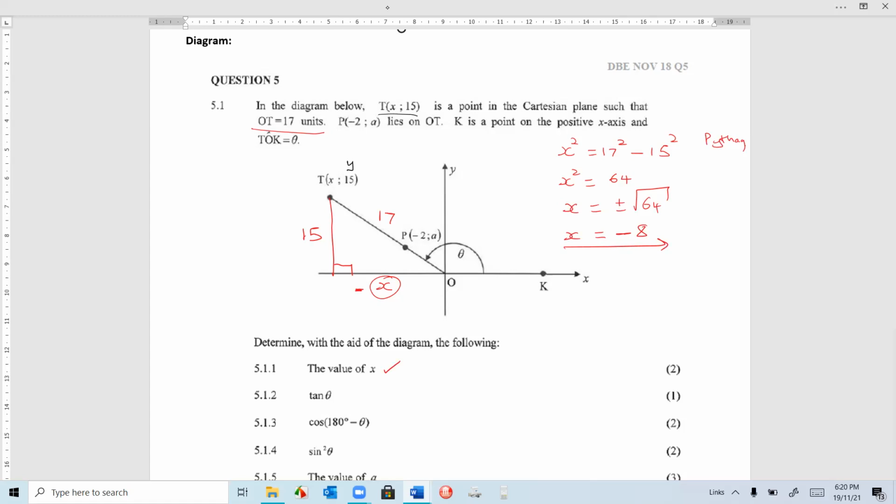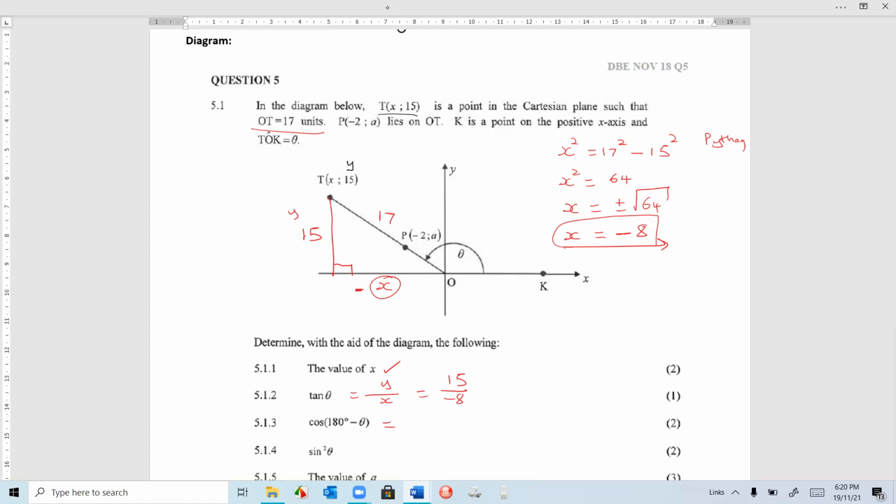The second question wants us to find tan. Now, by definition, we know that tan is y over x. And looking at my diagram, my y value is 15, and I just found my x value, which is minus 8. And that gives me my tan to be 15 over minus 8. Going on to the next question.